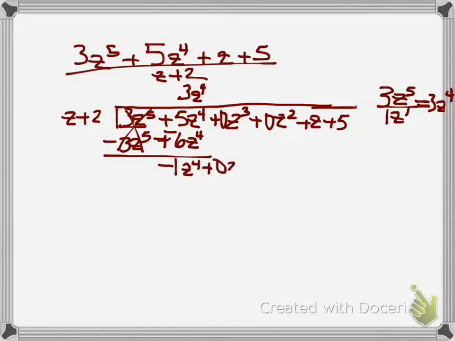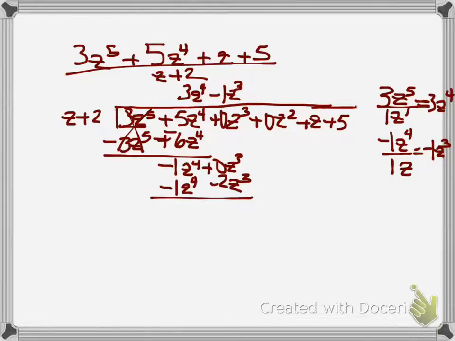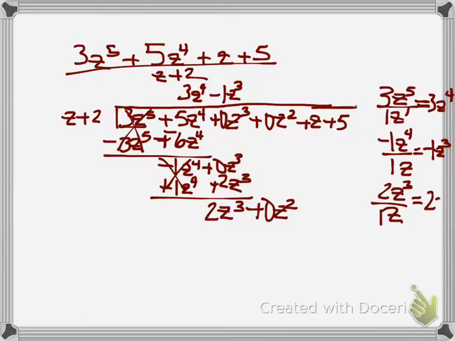And bring down my next 0z cubed, which doesn't sound like it should be a big deal, but it still is. So I'm going to have negative 1z to the 4th. Uh-oh, no, never mind. That should be negative 1z cubed, so I'm going to put negative 1z cubed here and multiply. Negative 1 times 2 is negative 2z cubed. Negative 1 times z is negative 1z to the 4th. Okay, change my signs, cancel out. 0 plus 2 is 2z cubed. Bring down the 0z squared. Now I've got 2z cubed over z, and dividing, I get 2z squared.